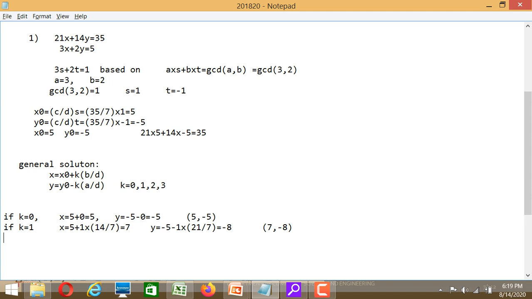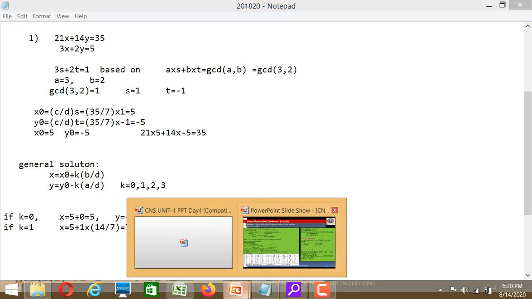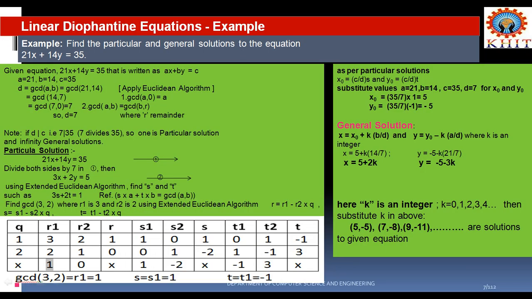Like that we are getting the different values for the given equation. So first 5 comma minus 5, 7 comma minus 8, if k is equal to 2, 9 comma minus 11. So this is the example for solving the linear Diophantine equation.